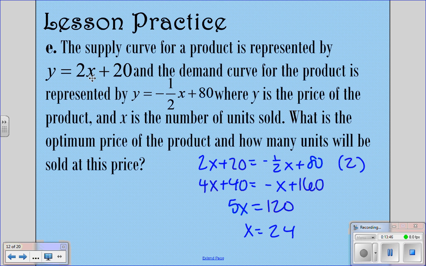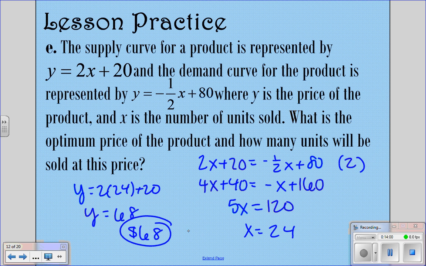We're going to do 2 times 24, which is 48, and then plus 20. So our y value is going to be 68. And so the optimum price is $68, and the number that will be sold at that price is 24. Okay, so that's lesson 81.